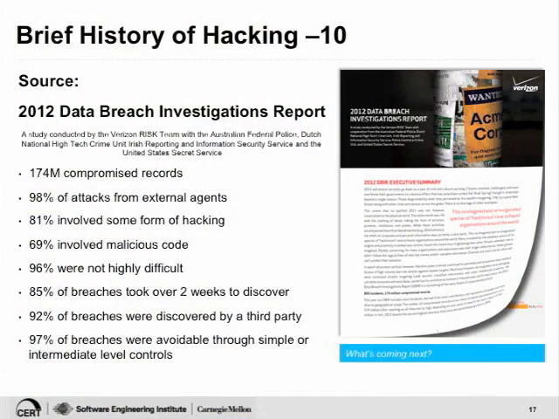85% of the breaches took over 2 weeks to discover, so a lot of these attacks go undetected for long periods of time. 92% of those breaches were discovered by third parties, and 97%, and this is very important, and it's why I think this course that you're taking is important, 97% of those breaches could have been avoided through the use of simple and intermediate level controls in the technology and the use of that technology. So this thing called computer security, cybersecurity, is something that we all need to pay attention to.